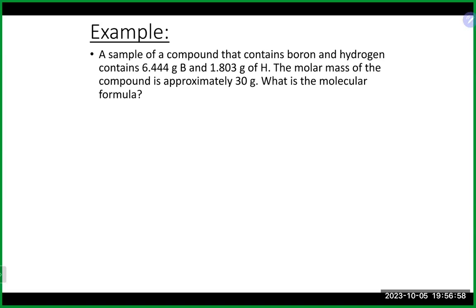So go get after it here. Calculate the molecular formula of this compound that is made up of 6.44 grams of boron and 1.803 grams of hydrogen. So boron is 10.81, and our hydrogen is 1.008. You want the molecular formula here, which means you need the empirical formula and the approximate molar mass of the compound, which can usually be found in the problem. So see what you come up with here.